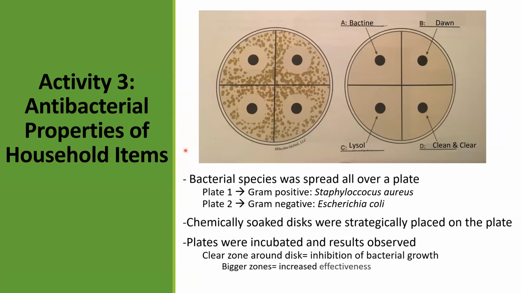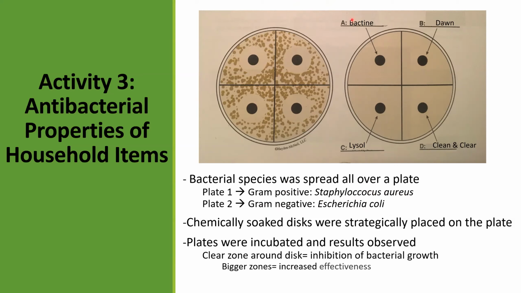So this leads us to activity 3, which is the antibacterial property of household items. If we were in lab, we would have an agar plate that is streaked or inoculated with bacteria. You would inoculate one plate with the gram-positive bacteria and another plate with the gram-negative bacteria. Here the gram-positive bacteria you're going to use is Staphylococcus aureus, and the gram-negative would be E. coli. And then you would take these paper discs, and soak them into different cleaners.